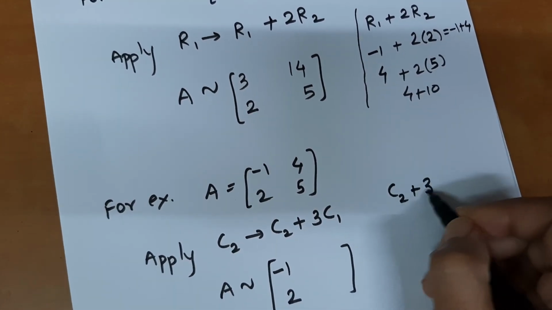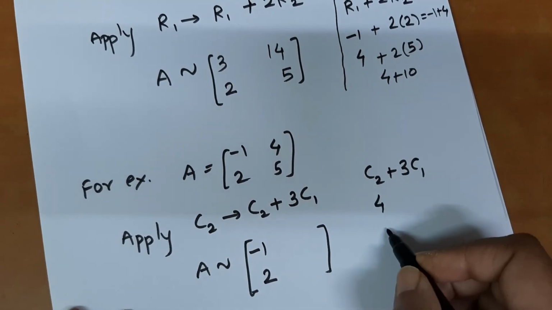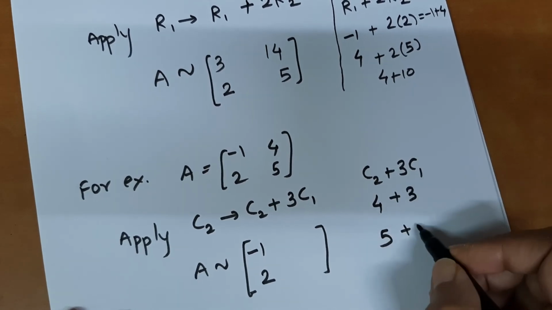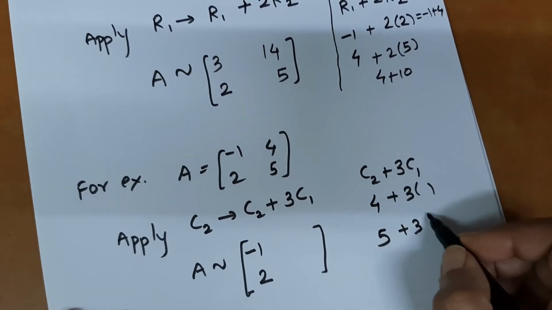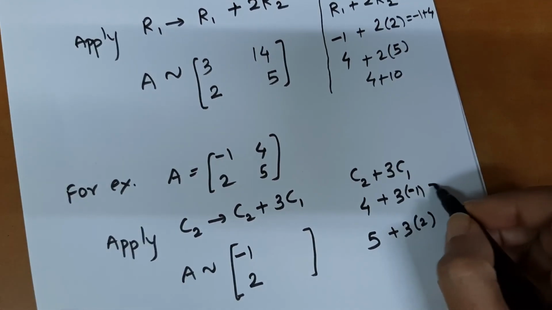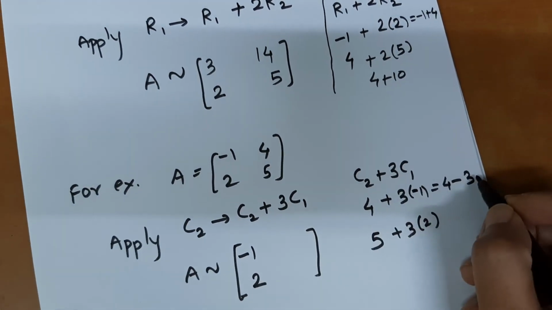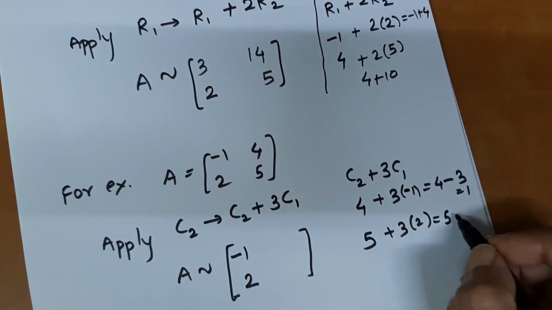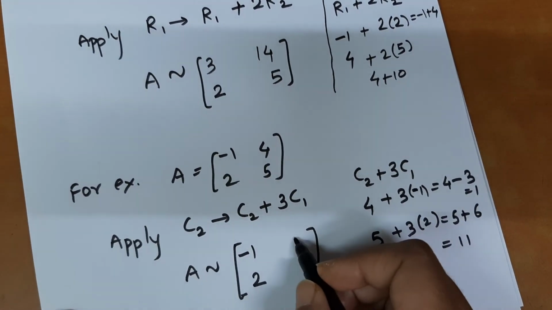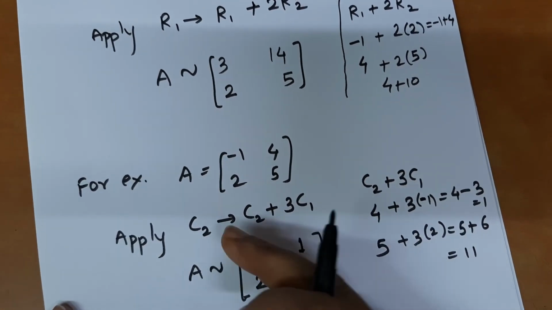C2 plus 3C1. So what are the elements of C2 here? 4, 5, and we have to add 3 times C1. So right now values of C1 are minus 1, 2. So this is 4, 3 ones are 3, so 4 minus 3, that answer is 1, and 5 plus 3 twos are 6, 6 plus 5 is 11. So what will be its answer now? 1 and 11. So this is the answer for C2 plus 3C1.